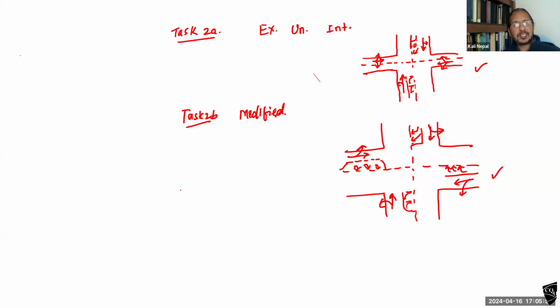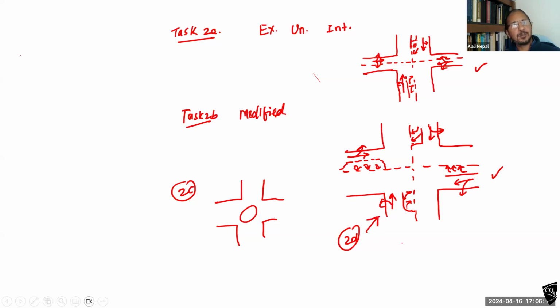Third, 2C is just a single lane roundabout. Remove everything and analyze for the roundabout. And for 2D, we need to design a signal system for this intersection. With the modified unsignalized case as the layout of the intersection, we need to design the traffic signal for this case. Is that clear now?